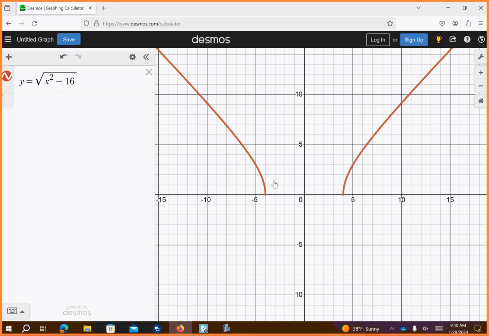So my domain on this one, the value going all the way this way is negative infinity. So if I come from negative infinity to negative 4, soft bracket on both. Infinity always has a soft bracket or a parenthesis. This 4 also has a soft bracket because let me ask you this. If I plug negative 4 in here and I get negative 4 quantity squared, I get 16. Agree? 16 minus 16 is 0. Square root of 0 is 0. So this y value is actually 0.